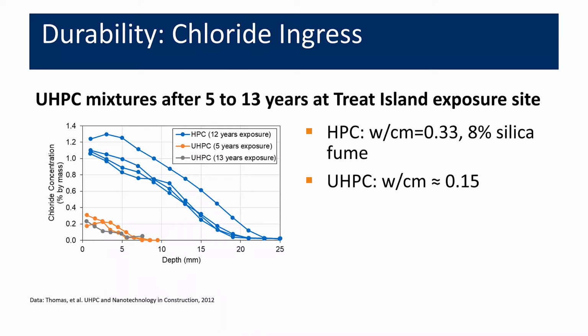And so what you can see is even for that high performance concrete, which was a pretty durable mix in and of itself, a water cement ratio of 0.33 and still 8% silica fume, over that time period, chlorides were able to penetrate to a depth of about 20 millimeters. In a similar duration, the gray line there, you can see that very little chloride is penetrated past about 7 millimeters.